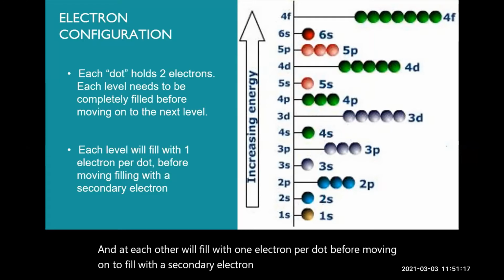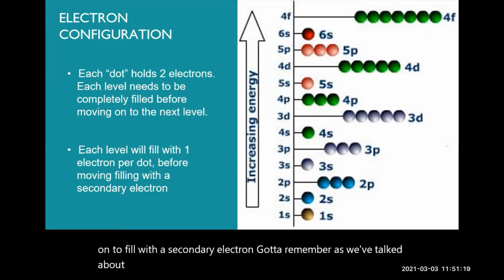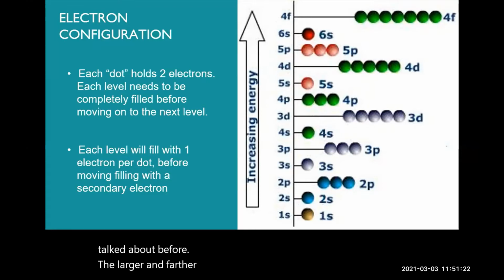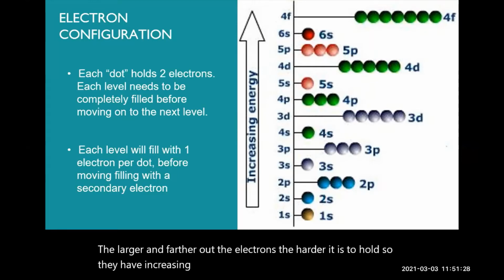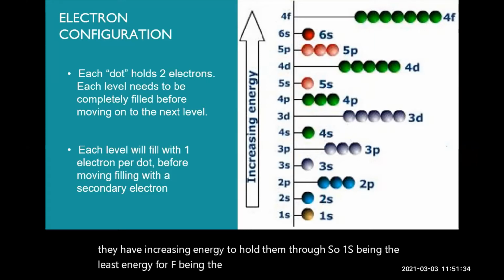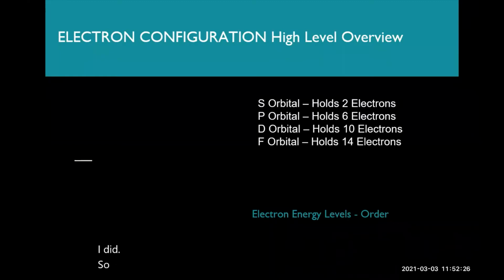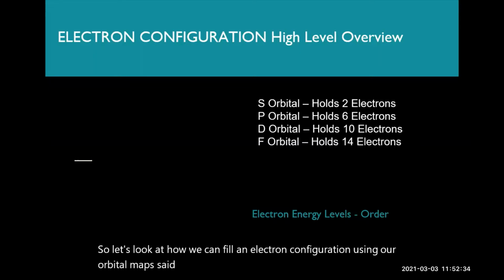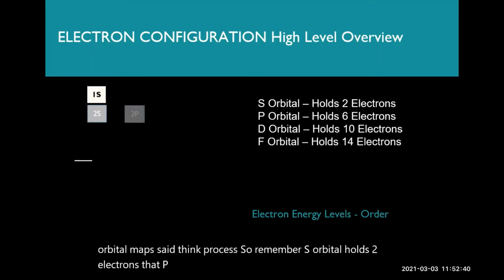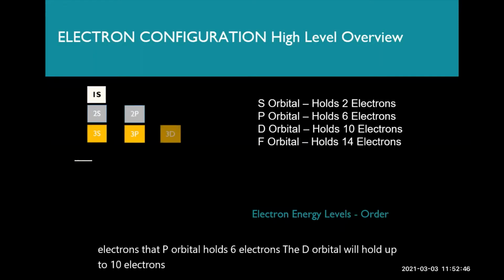Got to remember, as we've talked about before, the larger and farther out the electrons, the harder it is to hold, so they have increasing energy to hold them. So 1s being the least energy, 4f being the most energy. So let's look at how we can fill an electron configuration using our orbital maps. It's a thinking process. Remember, the s orbital holds 2 electrons, the p orbital holds 6 electrons, the d orbital will hold up to 10 electrons, and the f orbital will hold up to 14 electrons.